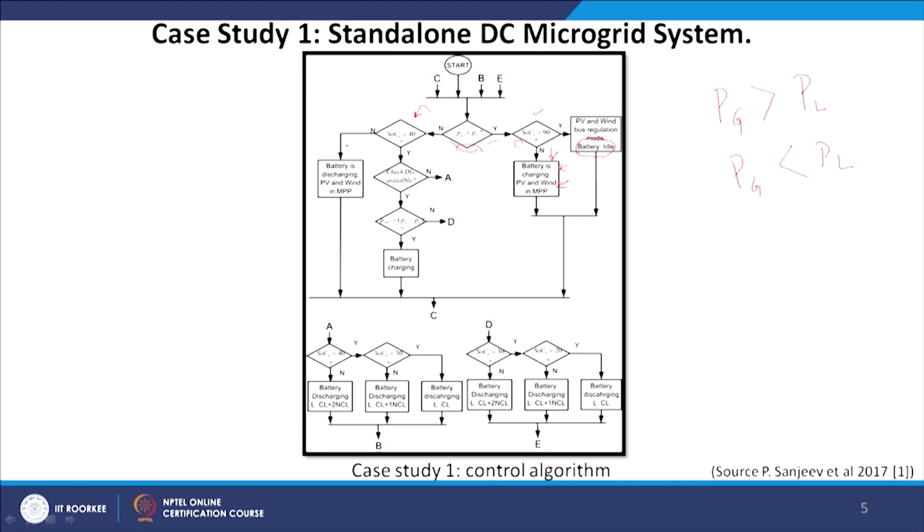If it is not discharged below 40%, then the battery can discharge to meet my shortage of generation and allow my PV and wind to operate at MPP certainly. But if it has already been discharged below 40%, then I have no option. My generation is low and my battery has already been discharged below 40%.